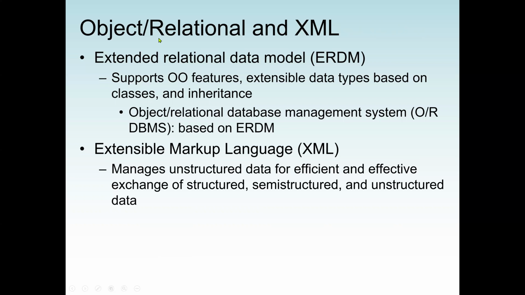So object relational and also XML, we have what we call the extended relational data model, which supports the object-oriented features and also extensible data types based on classes and inheritance. Then object relational database management systems are based on, again, the extended relational database model. And Extensible Markup Language, which is XML, is used to manage unstructured data for efficient and effective exchange of structured, semi-structured, and unstructured data.